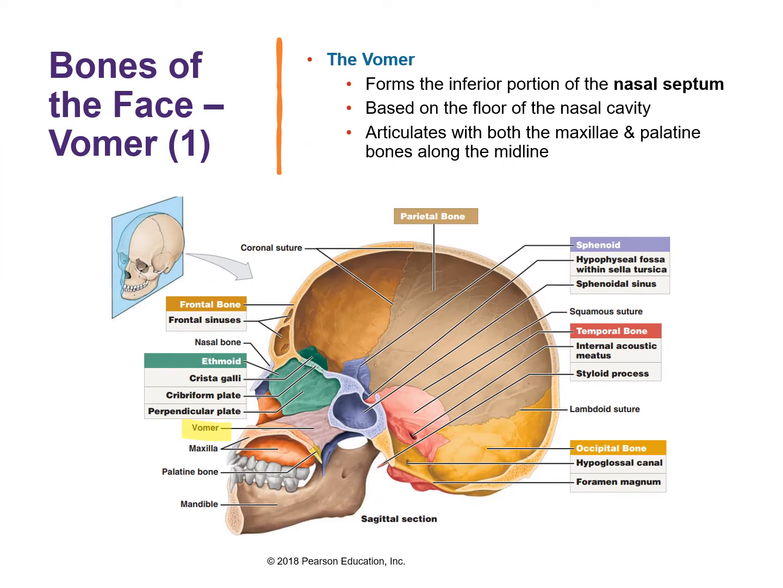We have the vomer, which is going to be just 1 bone. As we can see, it forms the inferior portion of the nasal septum. It's going to be based on the floor of the nasal cavity, and it articulates with both the maxilla and the palatine bones along that midline. And you can see how it's right under the ethmoid, just inferior to the ethmoid bone, and superior to the maxilla. Okay.